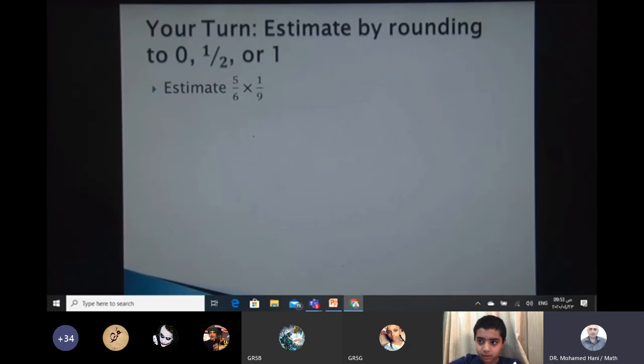5/6 and 1/9. 5/6 is close to 1, but 1/9 is close to 0. So actually, this is about 0. It's not exactly 0. It's something, but it's closer to 0 than it is to any of the other possible answers that we want to estimate. So 5/6 times 1/9 is close to nothing.